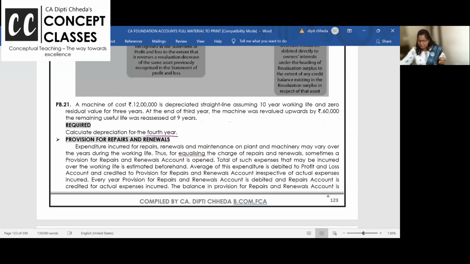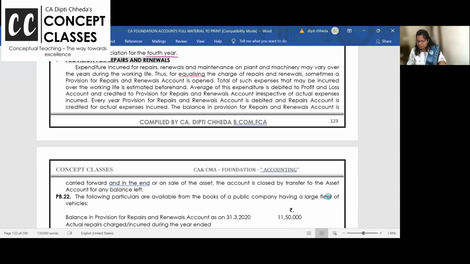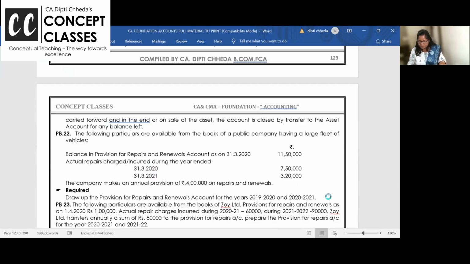So let us take up that if you make a provision for repairs, you know, whenever I use the word provision, it's like expenditure which is just estimated and put. You don't know what is going to be your actual expenditure. So we make a provision, right or not?